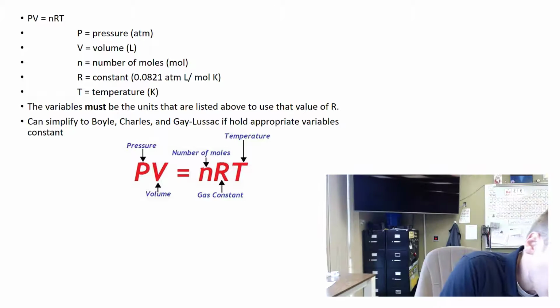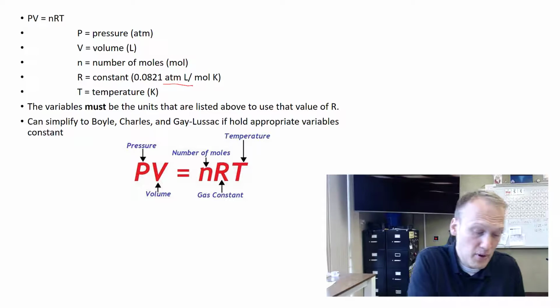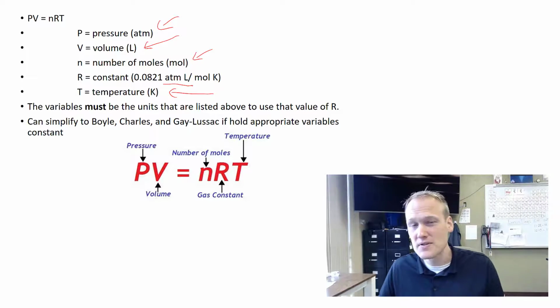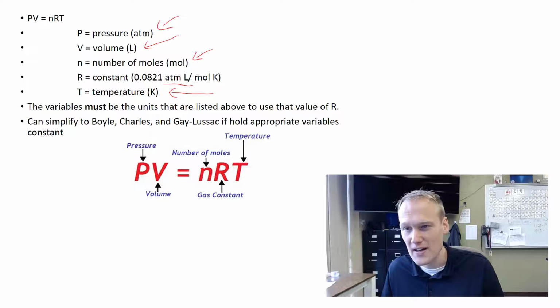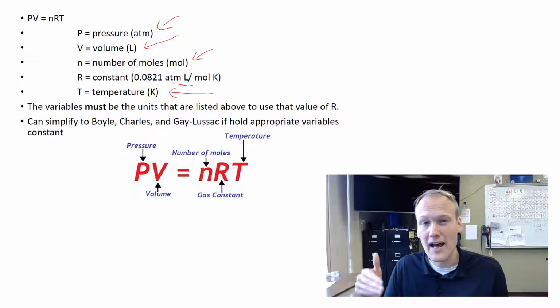Notice the units on the constant are atmospheres, liters, moles, and Kelvin, which means that your pressure has got to be in atmospheres, your volume has got to be in liters, moles, and temperature has got to be in Kelvin. You can't use the constant 0.0821 if your pressure is in kilopascals because that constant is for atmospheres.